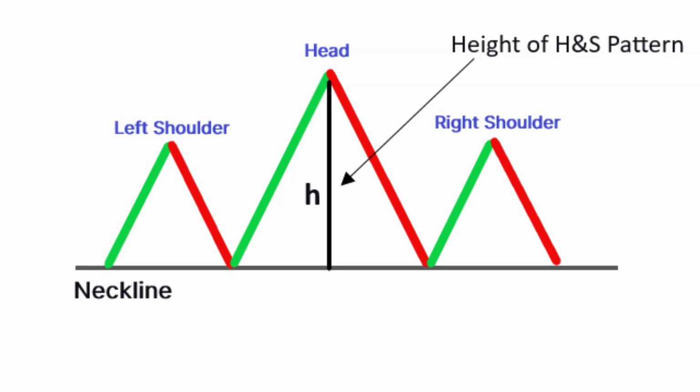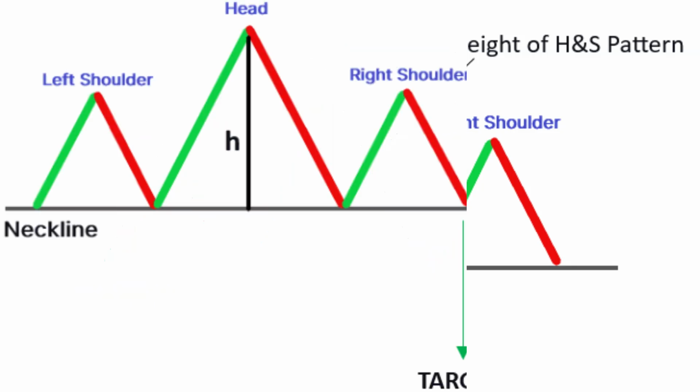First, we identify the highest point of the head on the chart. Next, we determine the level that passes directly below the neckline. The vertical distance, or difference between these 2 points, meaning the distance from the head down to the neckline, is considered the pattern height, or the H value.